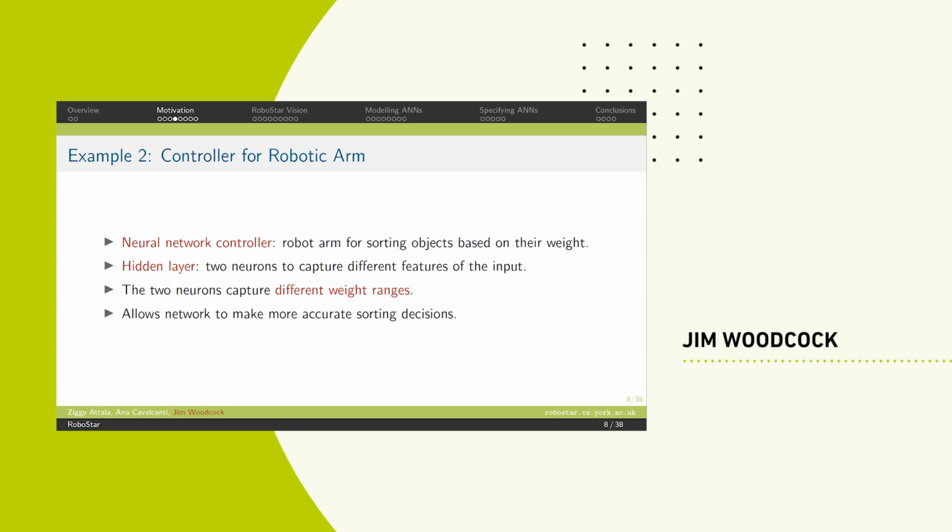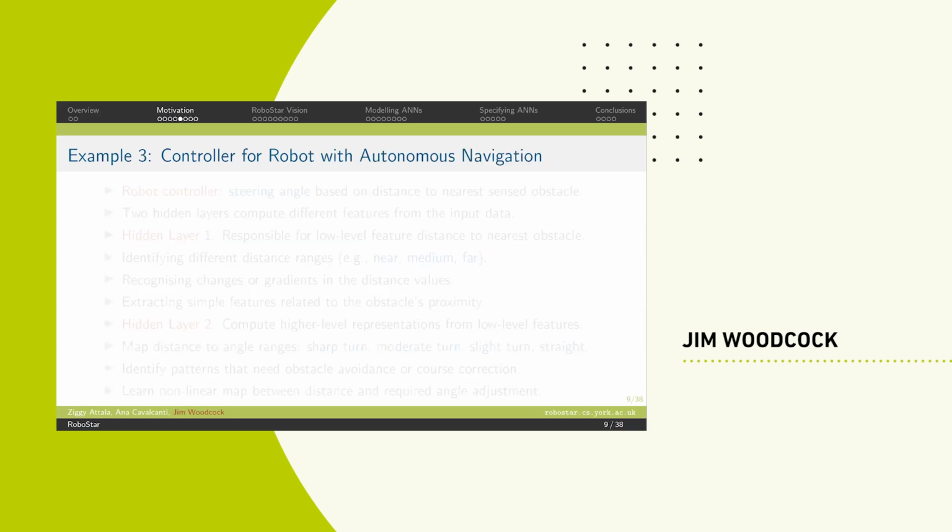So there's one dimension that's given by having more neurons in a particular layer. You can do some more interesting things about a feature of interest in the input. So, a slightly more complicated example, the controller for a robot with autonomous navigation. So this robot is going to work out what the steering angle should be in its steerable wheels, based on the distance to the nearest sensed obstacle.